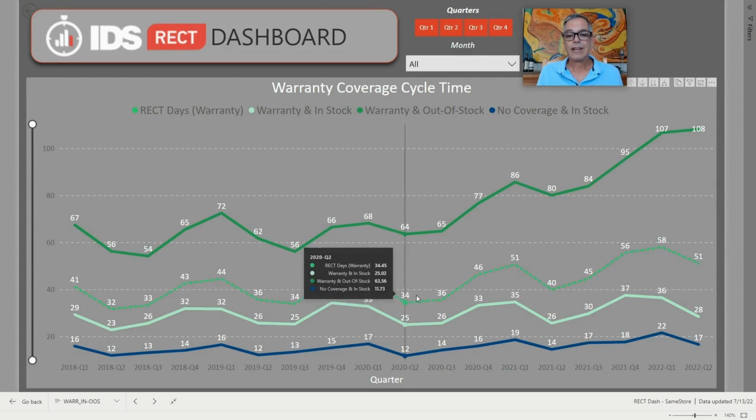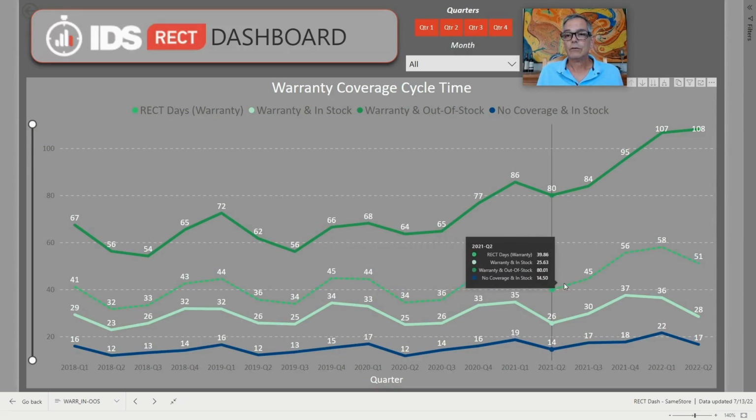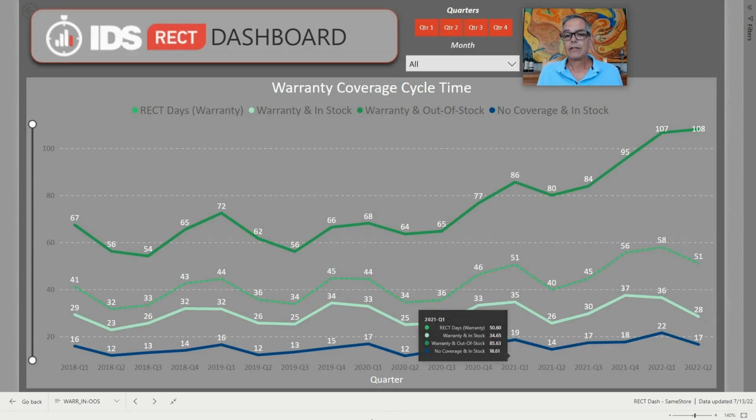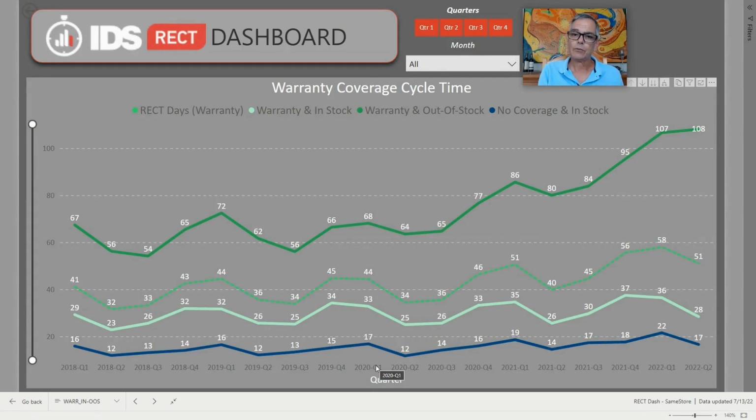And the dotted line is the average of all warranty work orders, regardless of parts availability. And as you can see, that average is closer to the bottom, again, because there's a smaller percentage of the warranty work orders affected by both bottlenecks. So it is quite a bit lower.